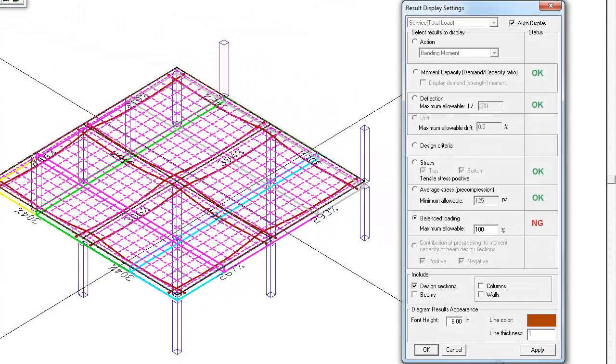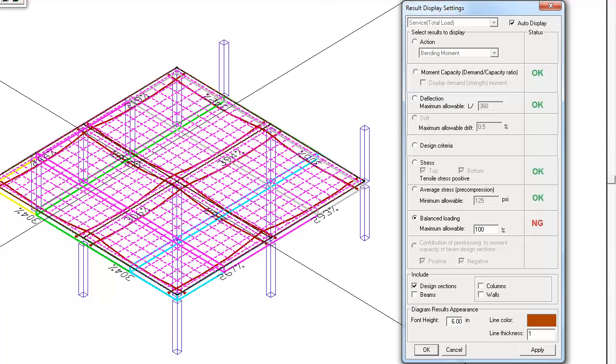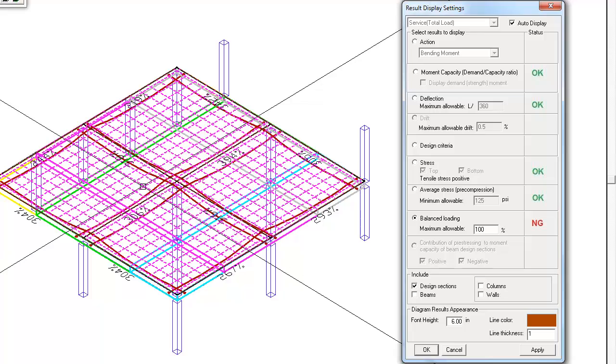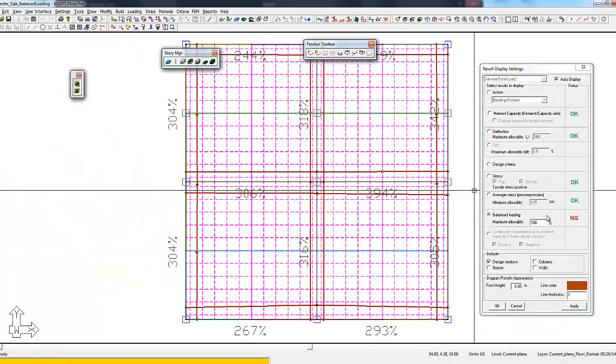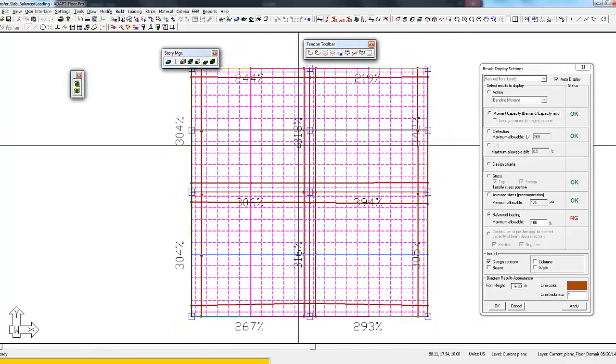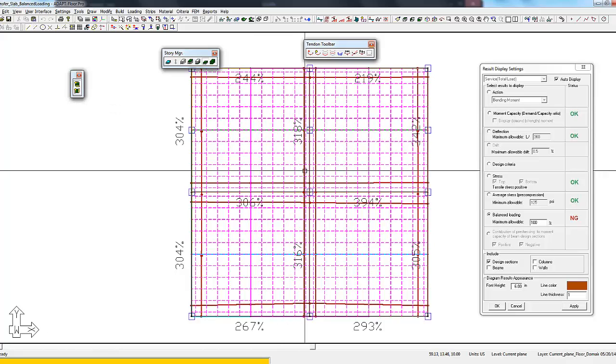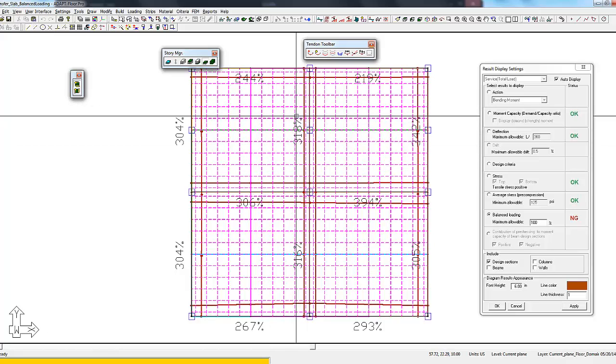And I size these tendons in this central zone really just for the transfer condition, so that we're going to have basically overbalancing in this condition. If I turn on the balance loading and allow my maximum to be 100%, we can see we have so much balancing going on for this slab.